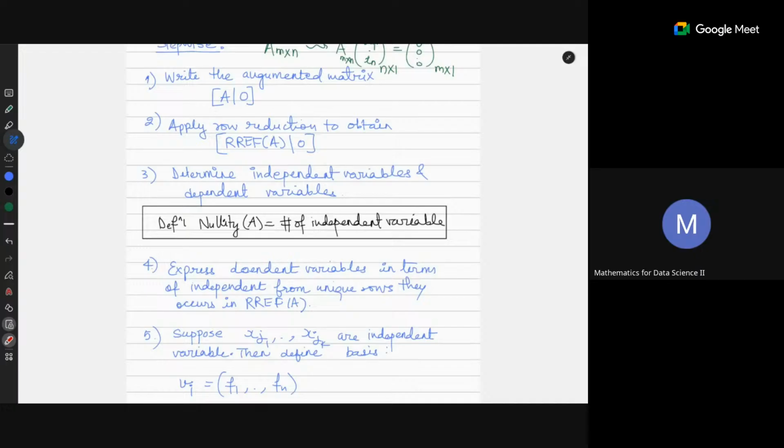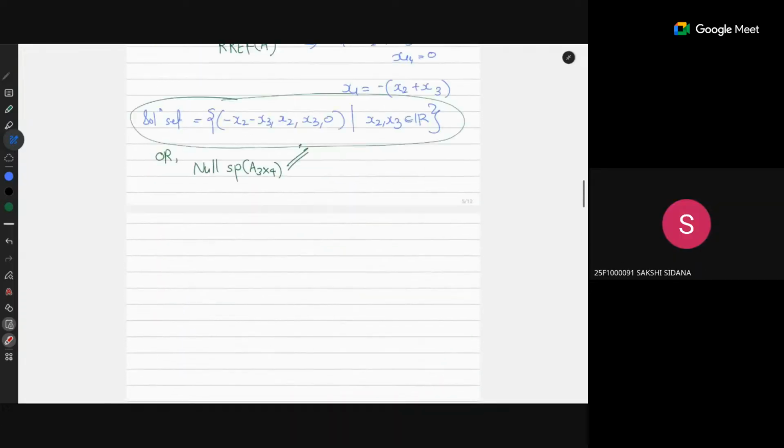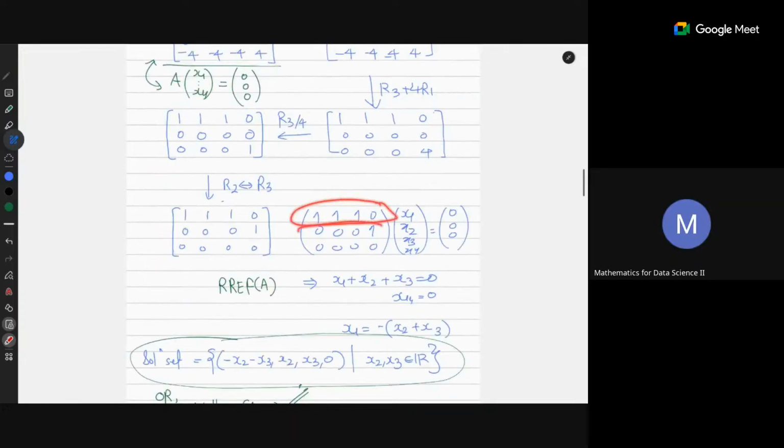Once you know the nullity of the matrix, you can also express the dependent variables in terms of the independent variables, from the unique rows where they occur. So in our previous case, they occurred in the first row and the second row. So I use the first row and the second row to write down the dependent variables in terms of the independent variables.